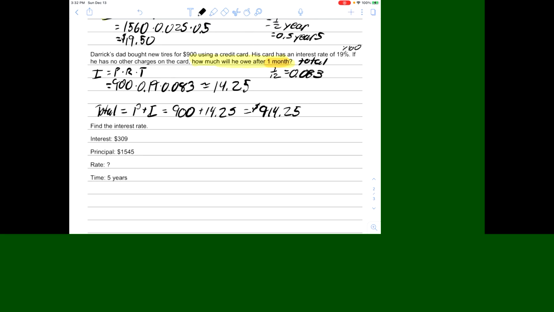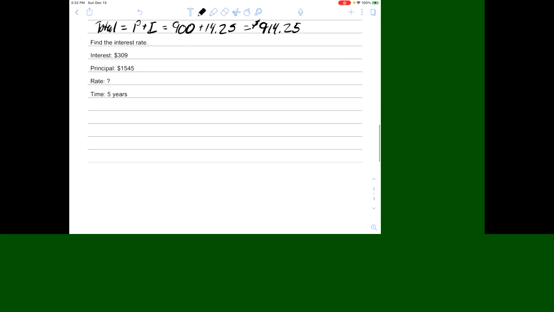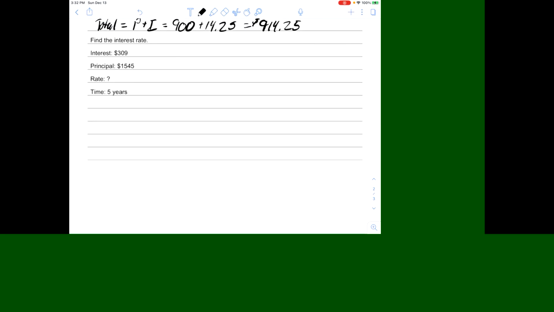For the last problem here, this is going to be the one that you solve to answer the rest of the questions. So I'm going to get you started here. Anyone watching the video, you'll be able to finish solving this and enter it into the simple interest check. So for this problem, it says find the interest rate. It's giving us the interest is $309. It's giving us the principal is $1,545. It didn't give us the rate. It's asking us to find that. And the time it's telling us is 5 years.